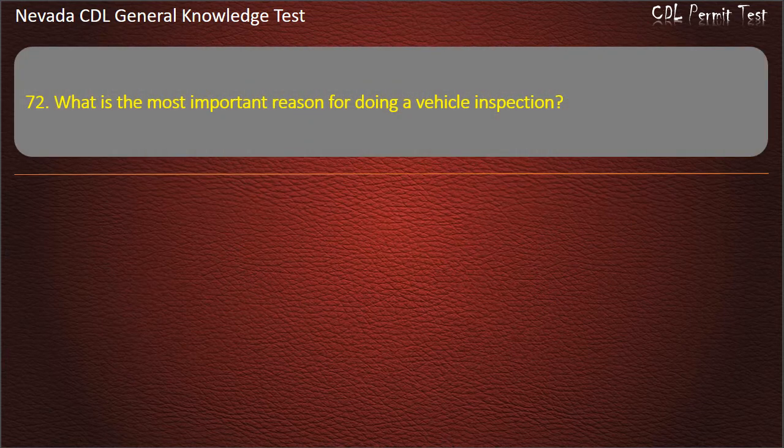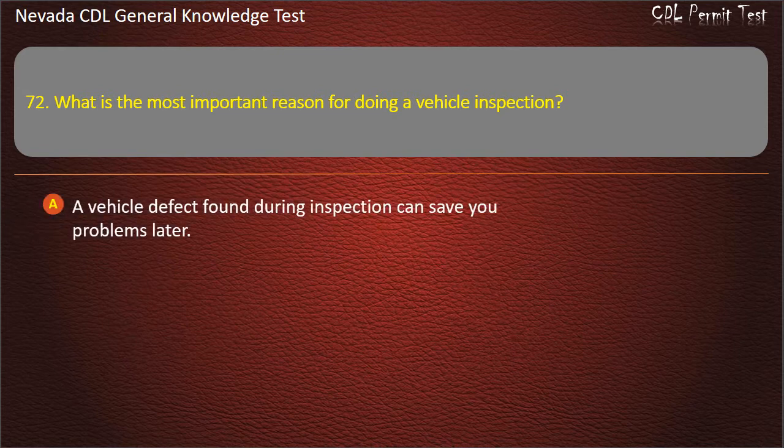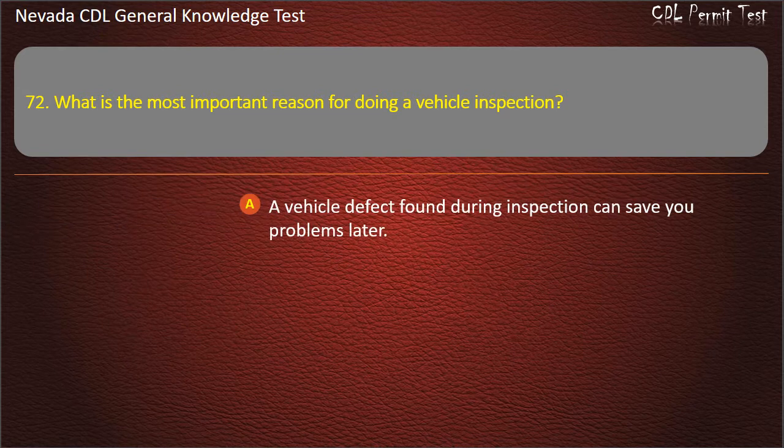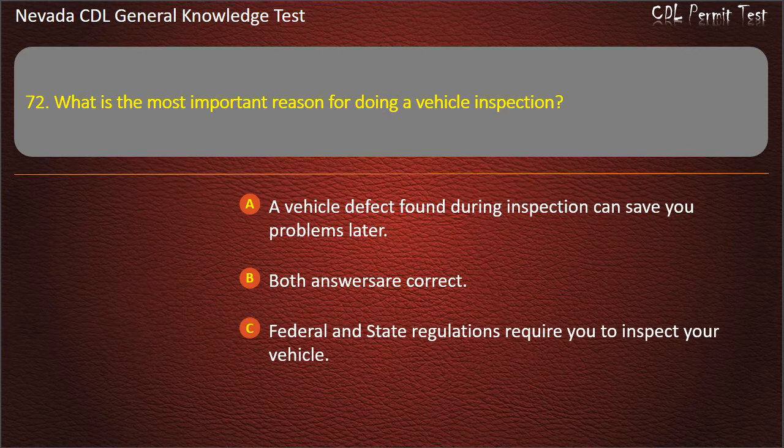Question 72. What is the most important reason for doing a vehicle inspection? A vehicle defect found during inspection can save you problems later. Both answers are correct. Federal and state regulations require you to inspect your vehicle. Answer. Both answers are correct.